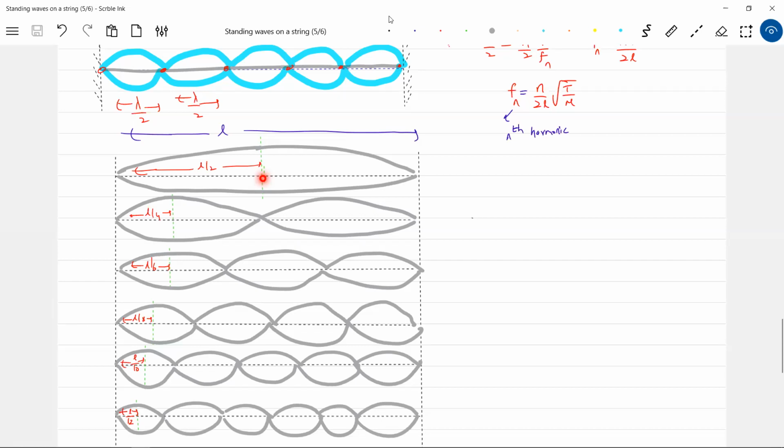Instead, like this. Now, I'm going to sing a song. Are there only one frequency or multiple frequencies? How many frequencies are there? Multiple frequencies are there. Now tell me, which one will be melodious?